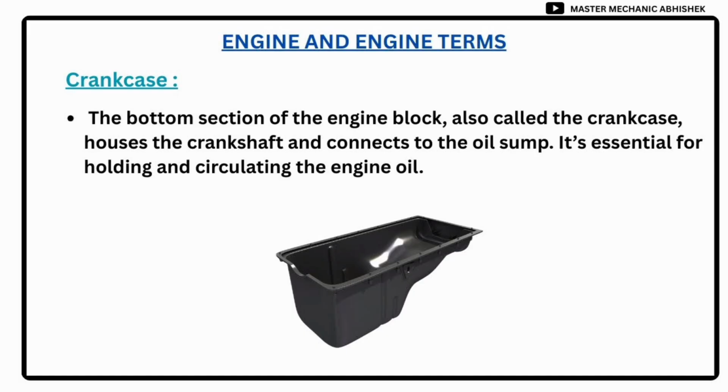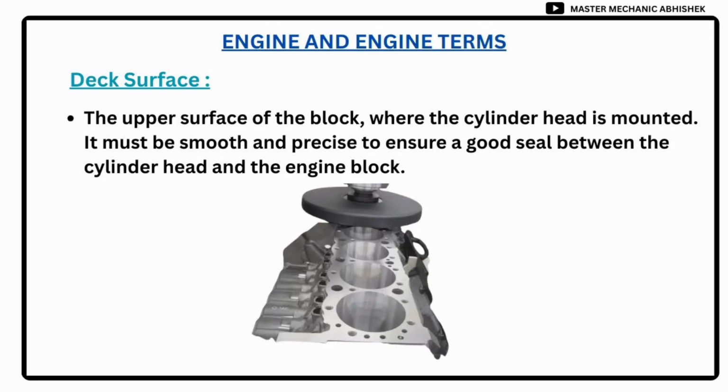Crankcase: the bottom section of the engine block, also called the crankcase, houses the crankshaft and connects to the oil sump. It's essential for holding and circulating the engine oil. Deck surface: the upper surface of the block, where the cylinder head is mounted. It must be smooth and precise to ensure a good seal between the cylinder head and the engine block.